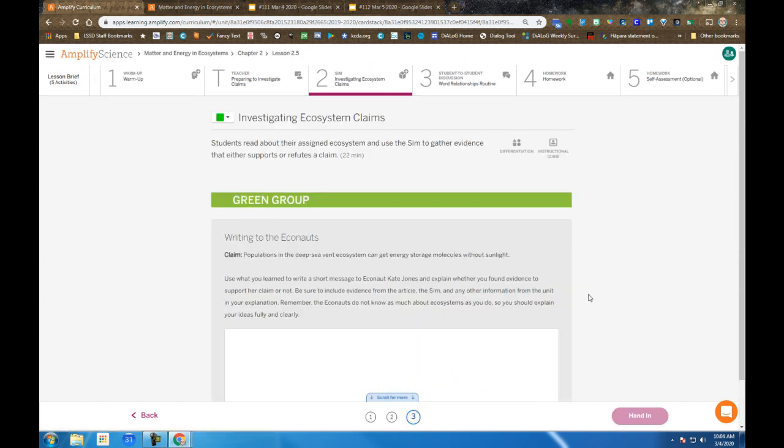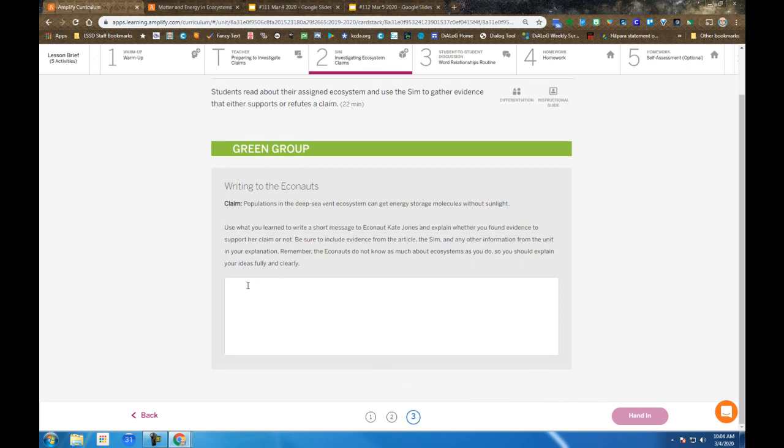Moving on to 3, you claim populations in the deep sea vent ecosystem can get energy storage molecules without sunlight. And somehow you need to explain that you understand that, yes, they can. It's using the hydrogen sulfide energy by the chemosynthetic bacteria to produce energy storage molecules to pass through the ecosystem through the tube worms and shrimp and other decomposers.